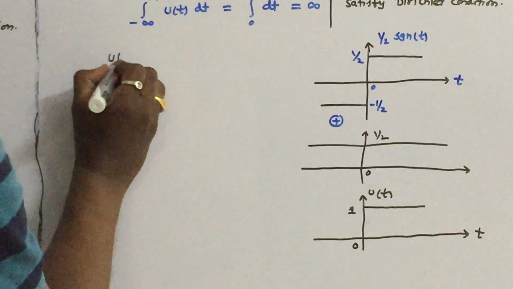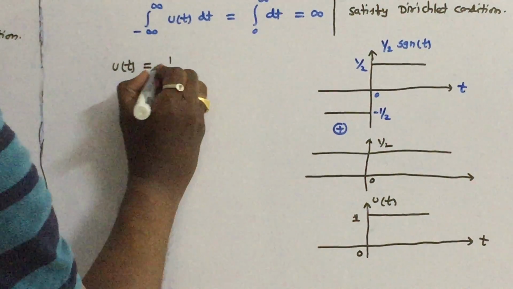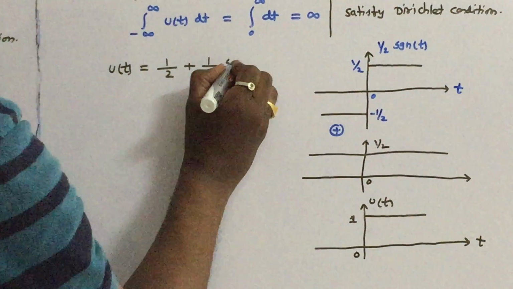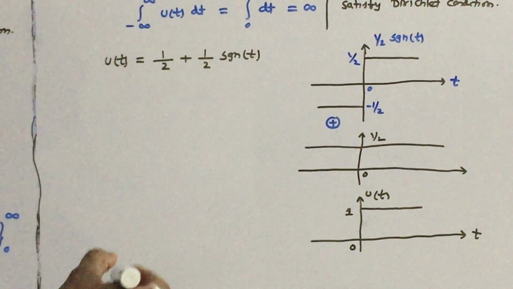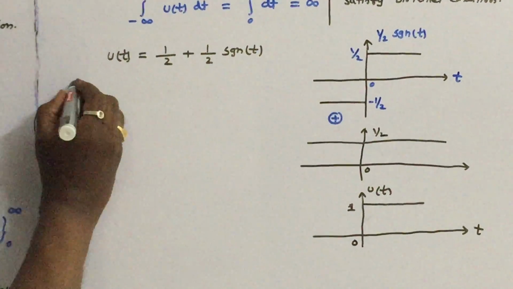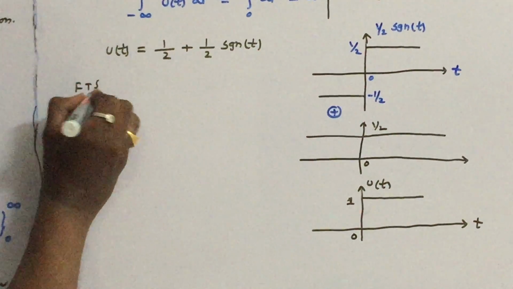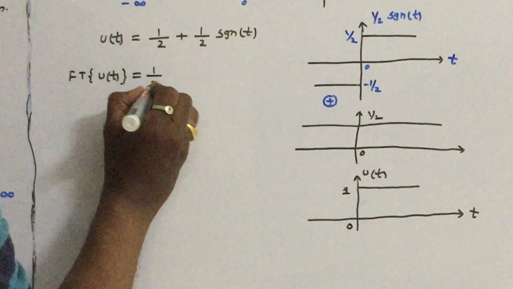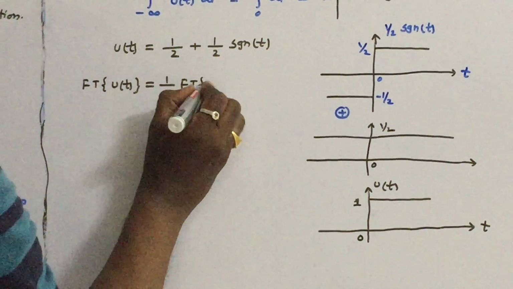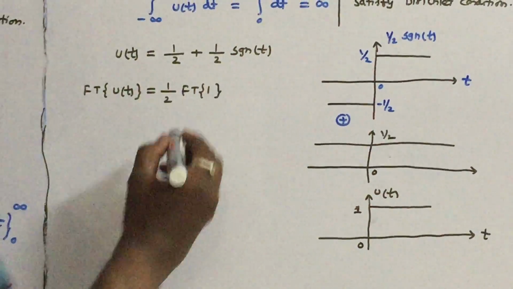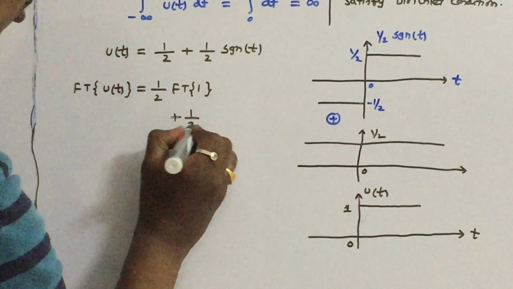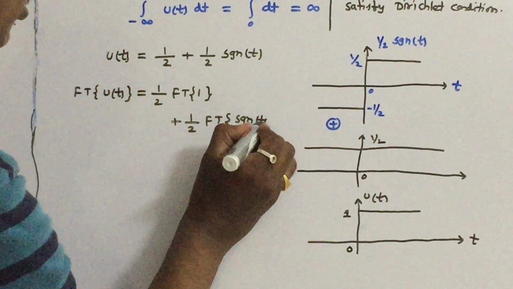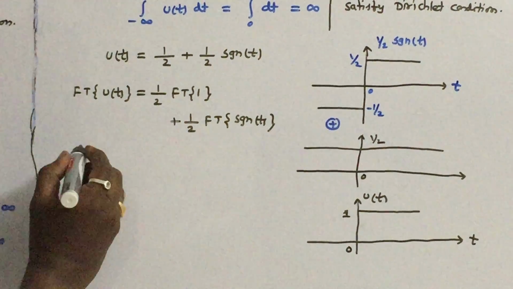So this relation we derived in unit 1: u of t is 1 by 2 plus 1 by 2 signum of t. Now we can easily take the Fourier transform on both sides. So the Fourier transform of u of t: keep 1 by 2 outside, the Fourier transform of the constant 1 we have already derived, plus half the Fourier transform of signum of t, which we just derived. In this way we can approach this problem.